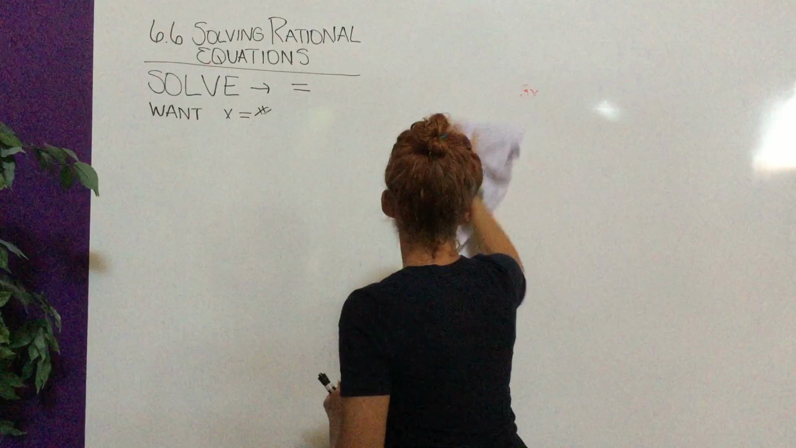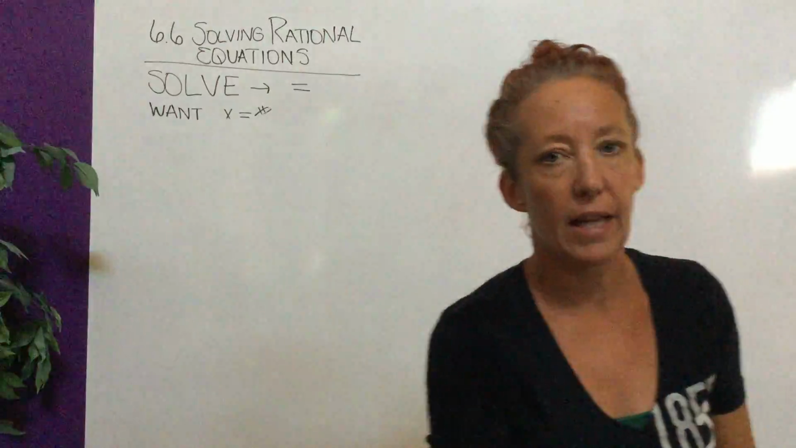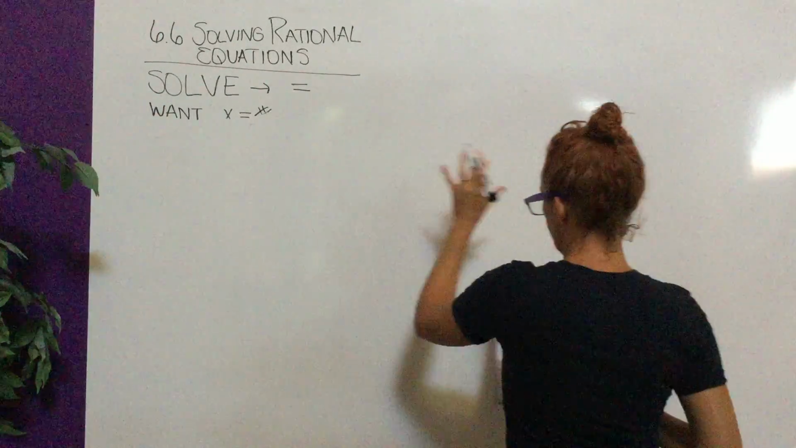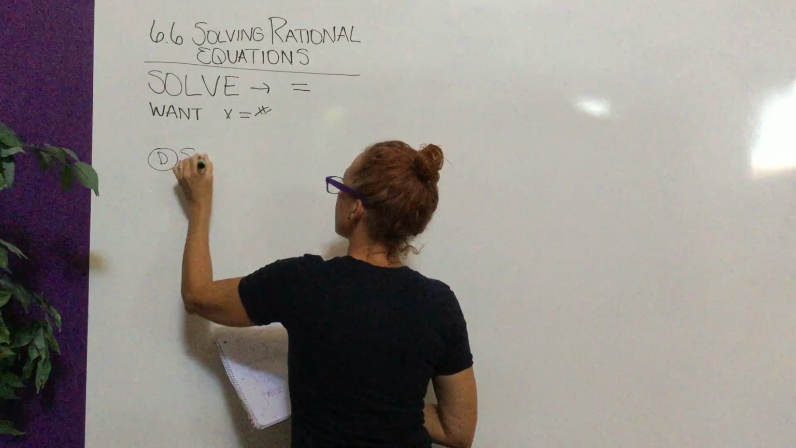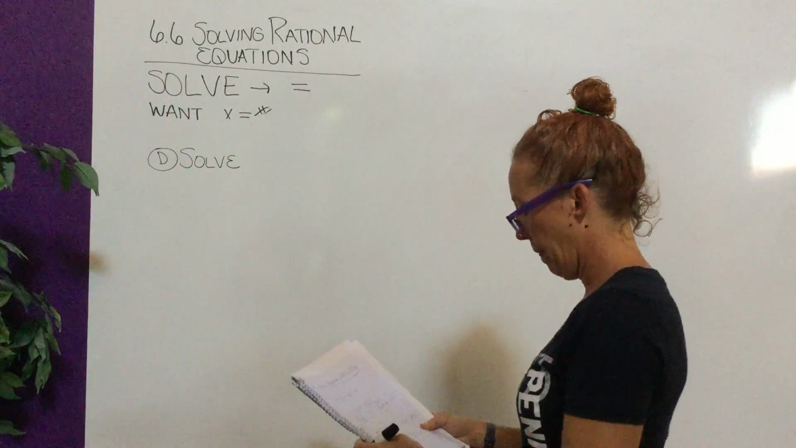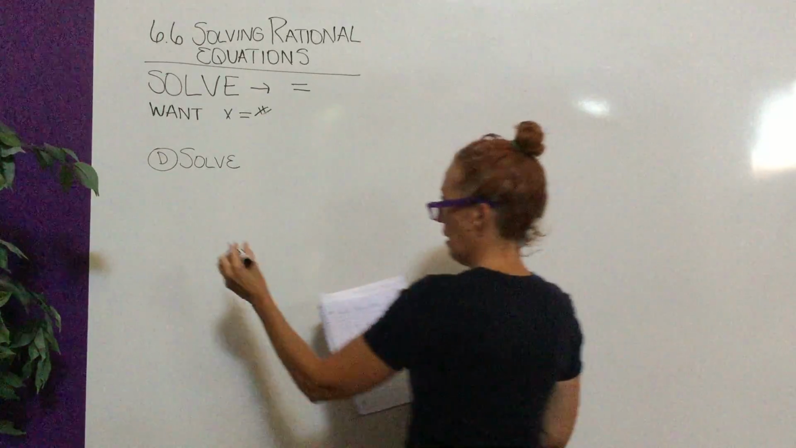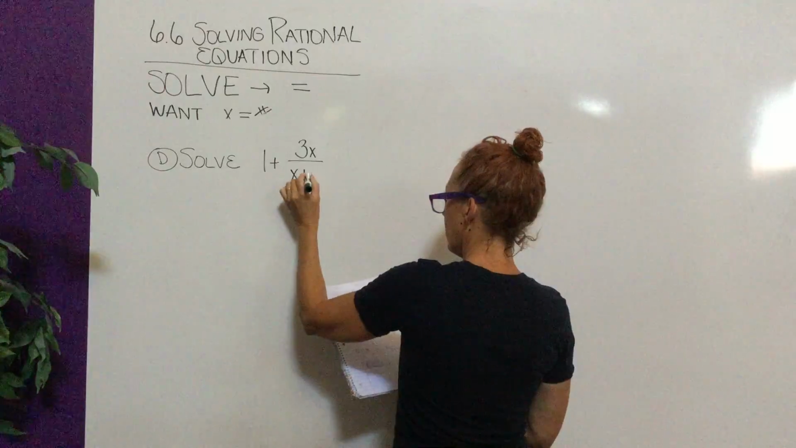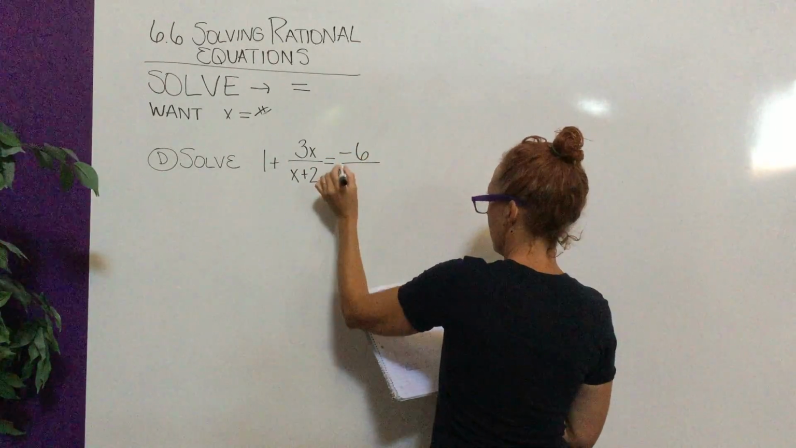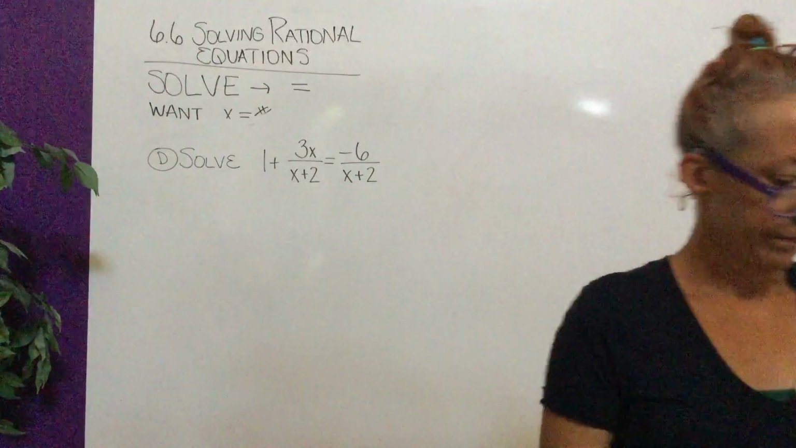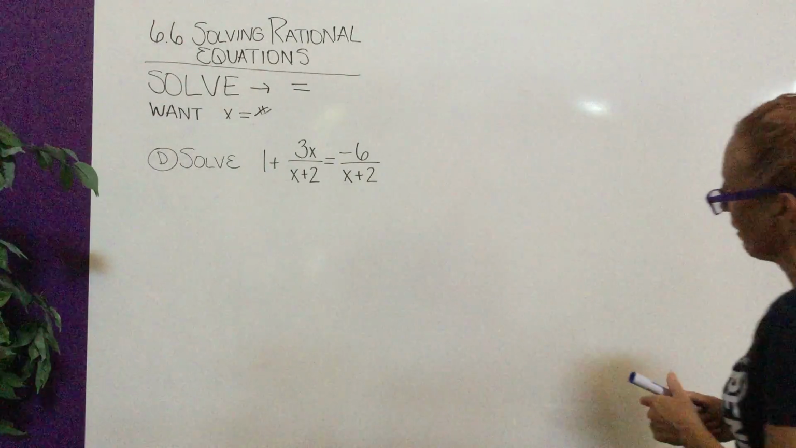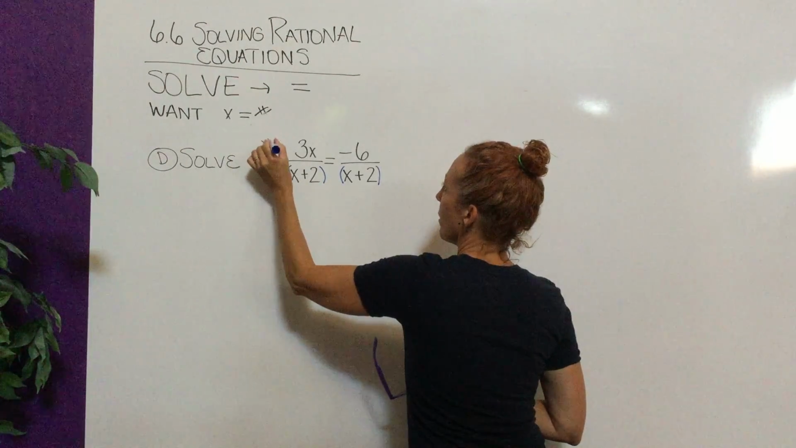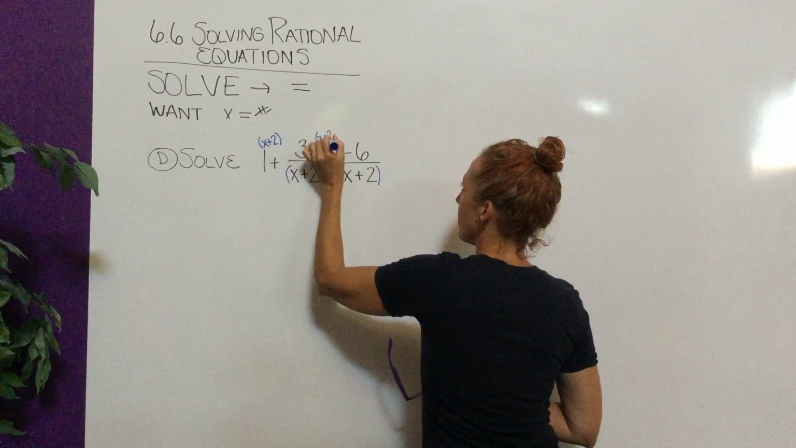The variety of question can change, but the steps remain the same. And you've seen already that sometimes you have to factor. So I think we are on example D, and my instructions are to solve. I have not done this one: 1 plus 3x over x plus 2 equals minus 6 over x plus 2. Yes, this one looks just a little harder than the last one, but the process stays the same. The common denominator is x plus 2, so you need to multiply here by x plus 2, and here by x plus 2.